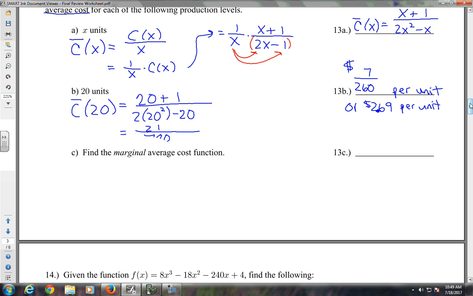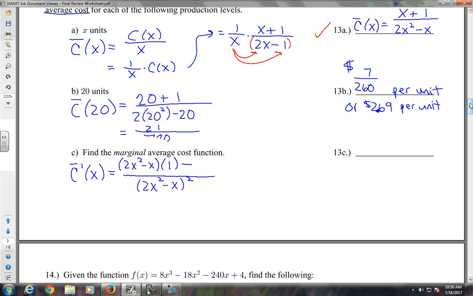So let's find the derivative of our average cost function. We need to find C bar prime of x. So I'm looking at my answer on 13a. I observe that it's a quotient. So to get the derivative, I'm going to have to apply the quotient rule. So take the denominator and square it first. Lead with that term in the numerator. And then multiply by the derivative of the numerator. Did you catch that? The numerator is x plus 1. Its derivative is 1. Be very careful on your quotient rule. Make sure you subtract your two terms.